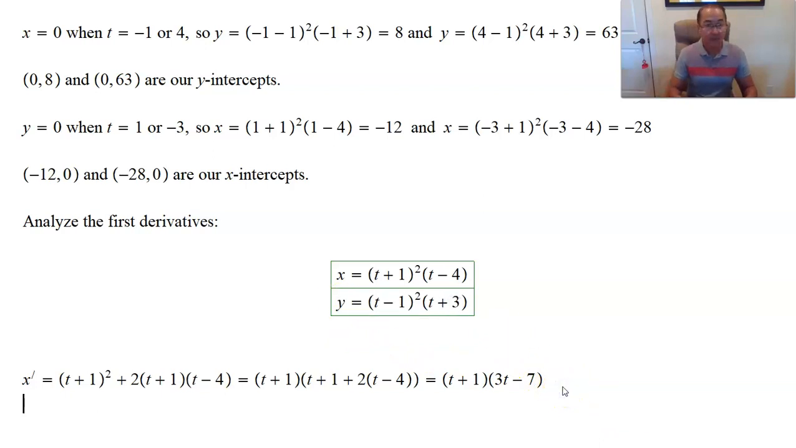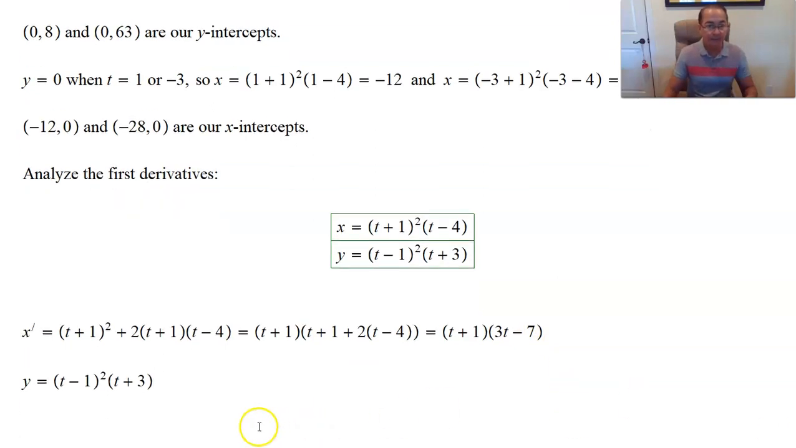Okay. Repeat for y prime. So here's the y, and then we will do the product rule. We want y prime. Same idea. Keep the first, take the derivative of the second, which just gives you 1, so we can separate. Keep the second, and then take the derivative of the first. So 2 times t minus 1. And again, factor. So we're gonna get t minus 1 as a common factor, and we have left over another t minus 1 and plus 2 times t plus 3.